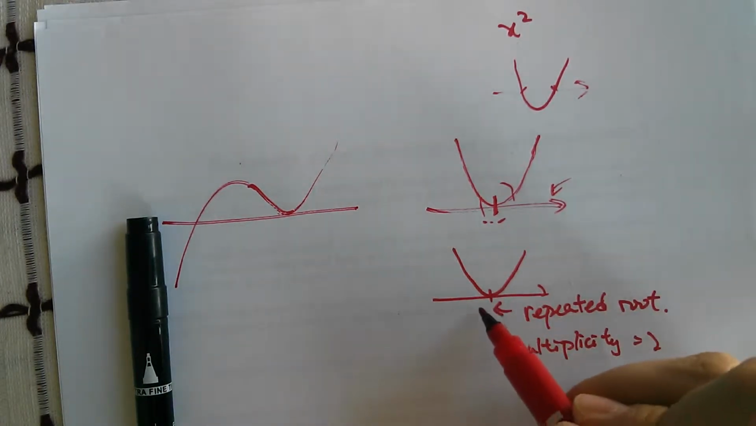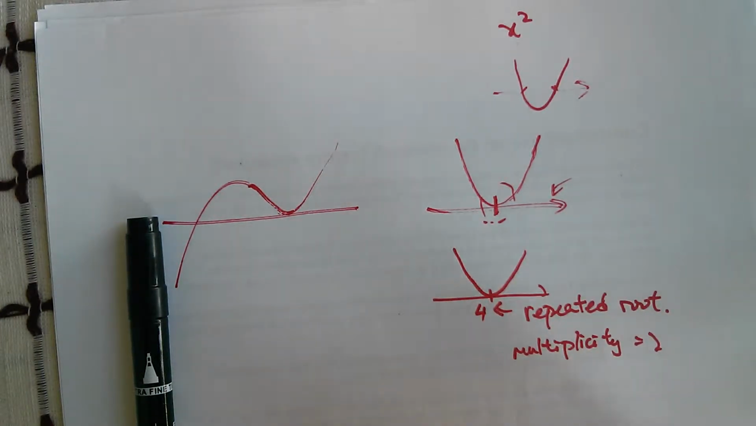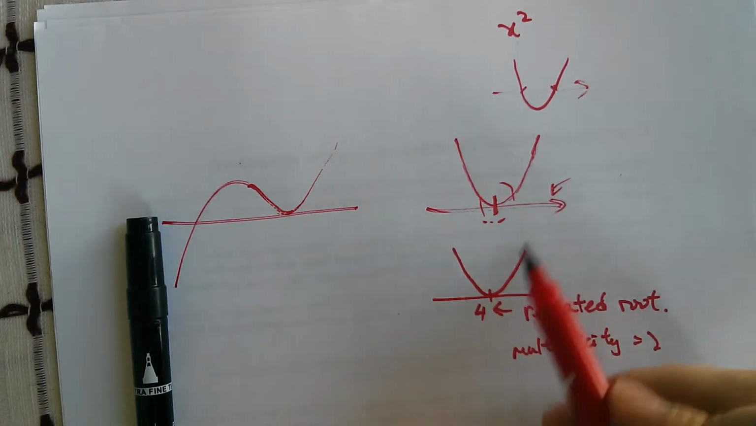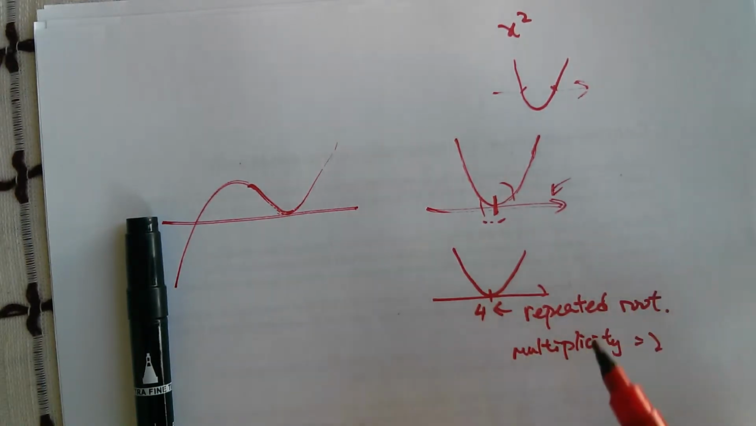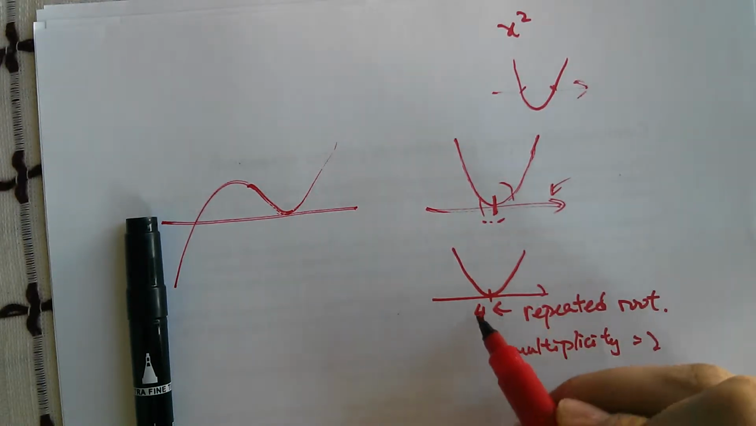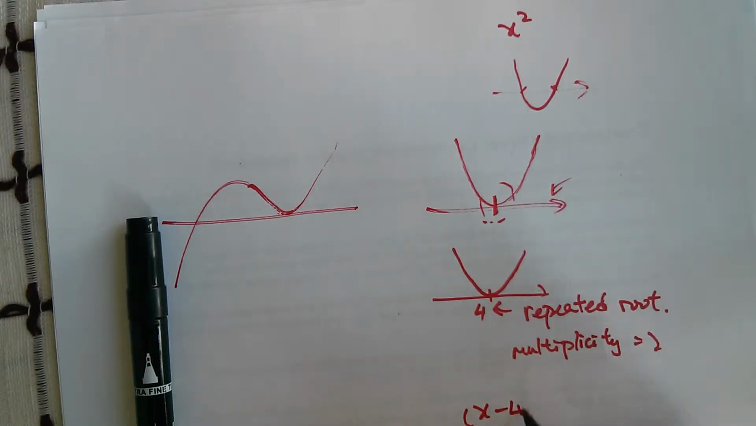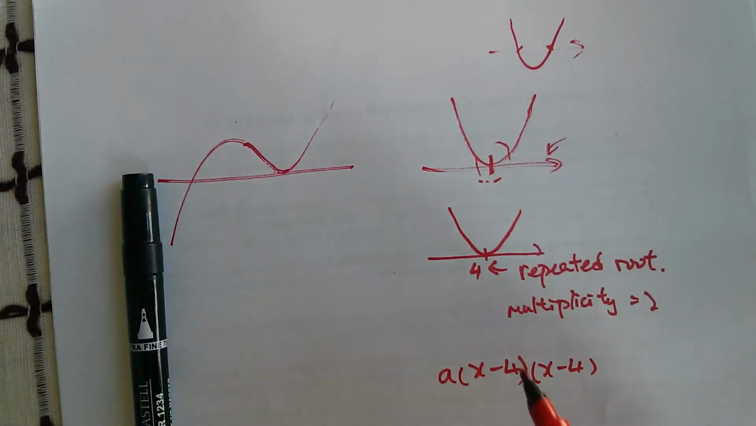Now let's say this root is 4. Then what is this quadratic equation? This quadratic equation must be in the form of 4 is a factor, therefore x minus 4. But this root, we kind of say that it happens twice. So it's not just x minus 4, but x minus 4 times x minus 4, with the accounting of leading coefficient. Now let's say the leading coefficient is 2, for this case.